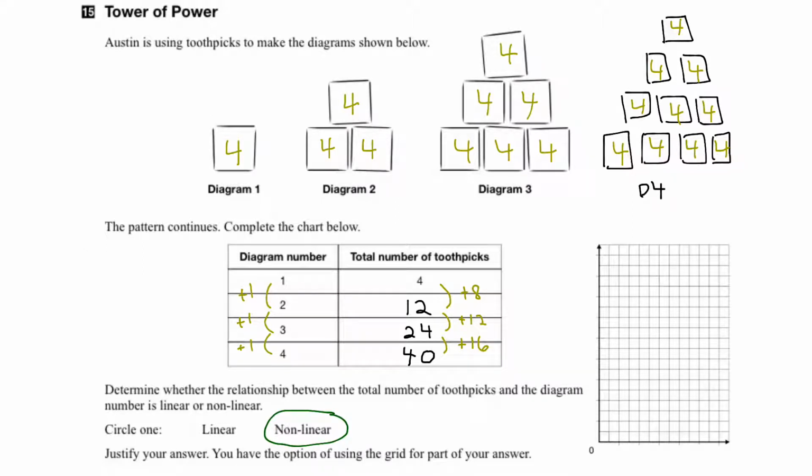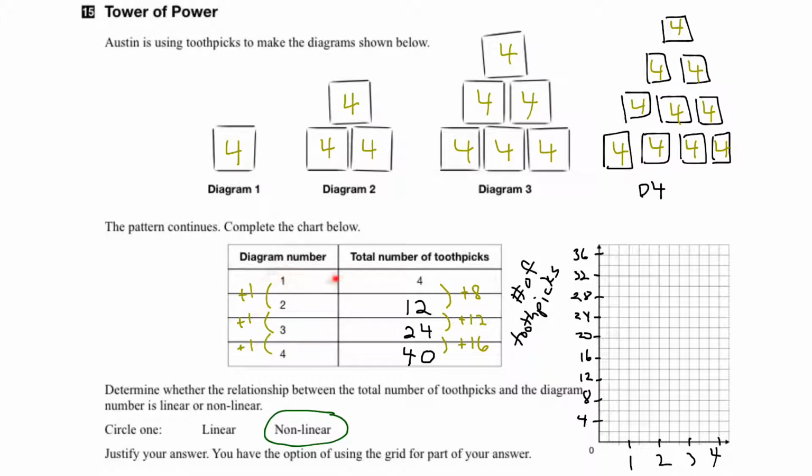But let's verify that. Let's use the grid here to also show that it's non-linear. On the horizontal axis we can put the diagram number 1, 2, 3, 4. And on the vertical axis, this could be the number of toothpicks used. So that would be maybe 2, 4, 6, 8, etc. And then we could plot the points.